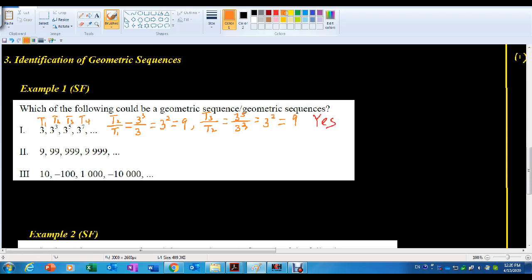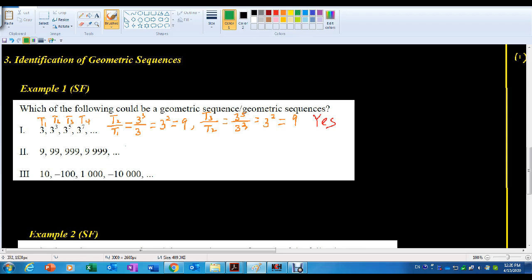Okay, so how about the second one? Okay, second one, it looks like a geometric sequence. The pattern is always you have 1 more digit with 9, but is it really a geometric sequence? Okay, we need to check. All right, so let's check.